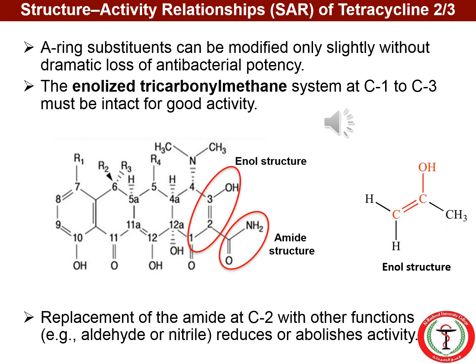Two important points in this slide. First, the enol structure, which is an alkene connected to a hydroxyl group at one end. The enol structure must be intact and perfect in order for tetracycline to show activity. Also, the second point, the amide group at carbon 2 must be there for activity, and replacing this group with another group like aldehyde or nitrile will reduce or lose activity.